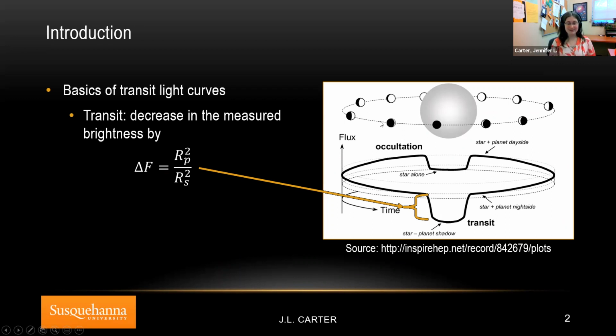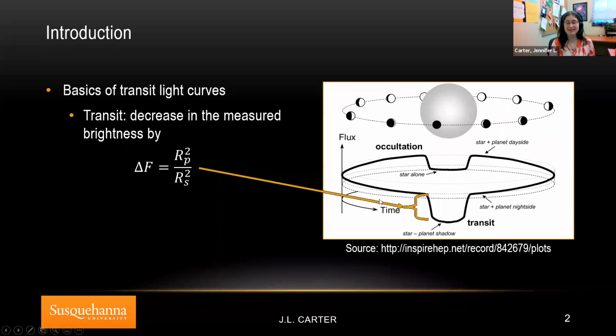I think we're all familiar with the main change in the amount of light, which occurs when the planet passes in front of our host star. You see that loss of light. It's called a transit. And it depends on the size of the exoplanet. In this talk, I'll use RP for its radius, and the host star will have a radius of RS. Larger exoplanets block more light.